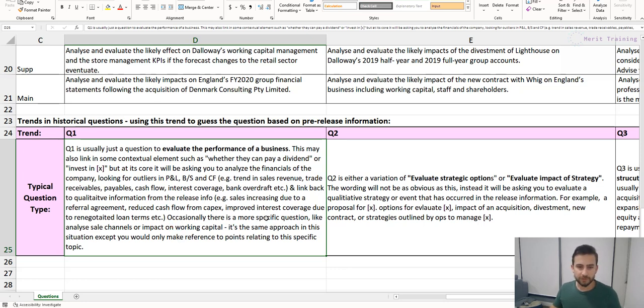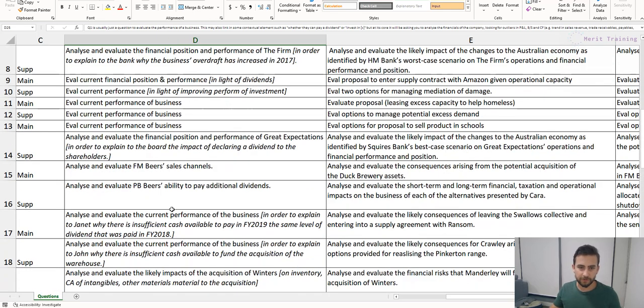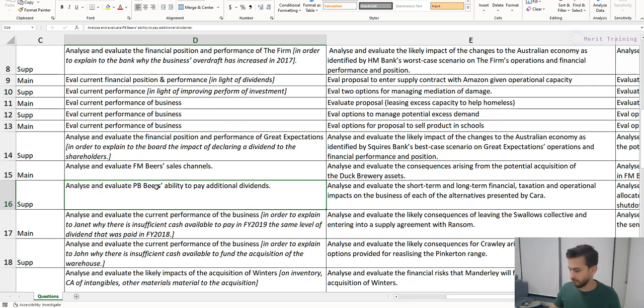And of course, there's a couple of more specific ones where it says, for example, analyze the business with respect to the sales channel or the impact on working capital. It's the exact same approach in that situation, except you make reference to points to that specific topic. So for example, analyze and evaluate their ability to pay dividends. You're still going through and looking at the sales revenue, but you're now linking it to the dividends. So, sales revenue has gone up because of the new contract with this supplier. The increased revenue, assuming costs stay the same, will translate down to higher profit and therefore will increase their ability to pay additional dividends, right?